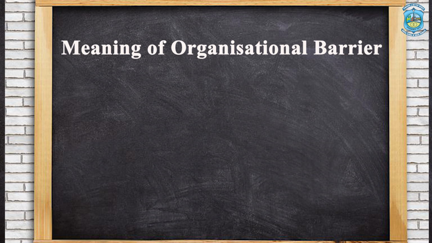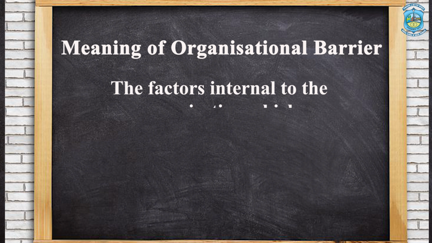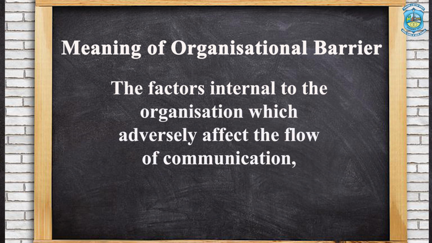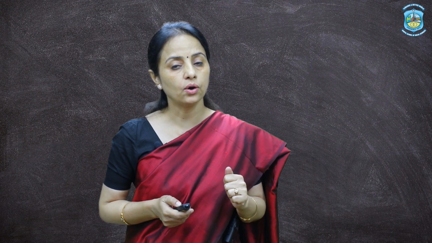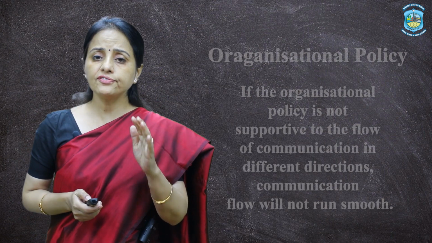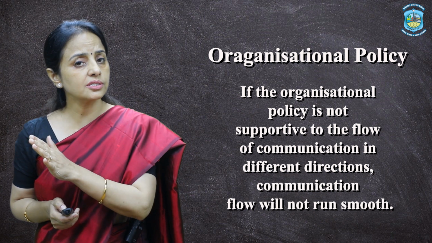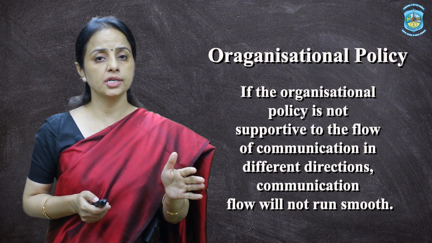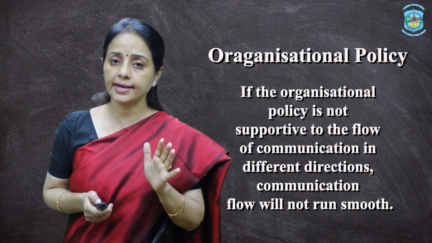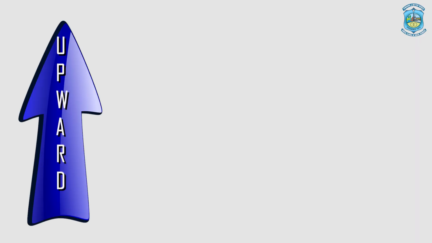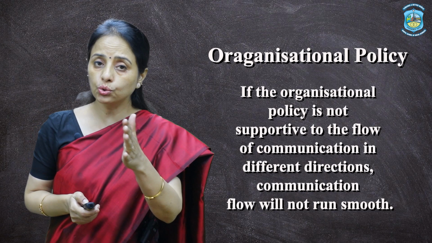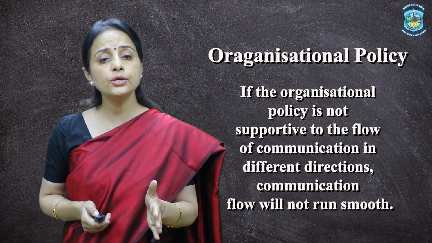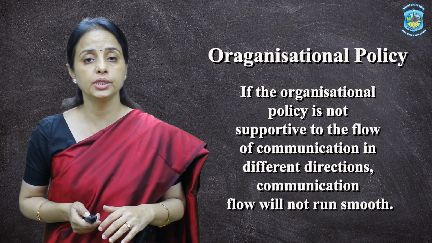So, what is the meaning of organizational barrier? Let's go a little deeper into this. The factors internal to the organization which adversely affect the flow of communication are called organizational barriers. Let's pick number 1, organizational policy. If the organizational policy is not supportive to the flow of communication in different directions, you remember the different directions? We did upward, downward, multi-directional, and diagonal, right? So those are the meaning of the directions. Communication will not run smoothly.